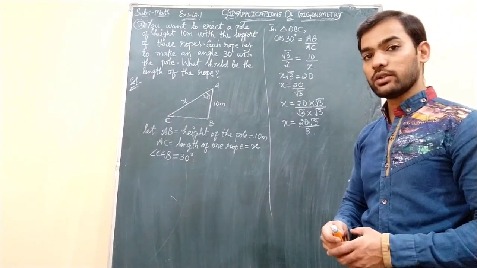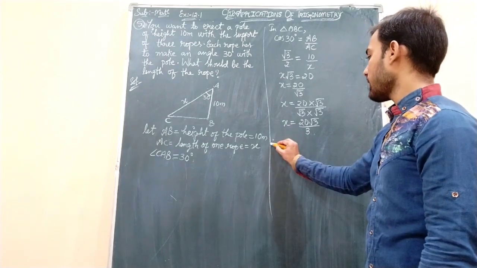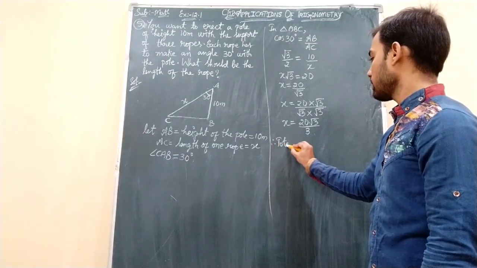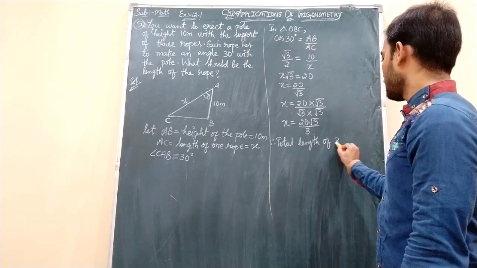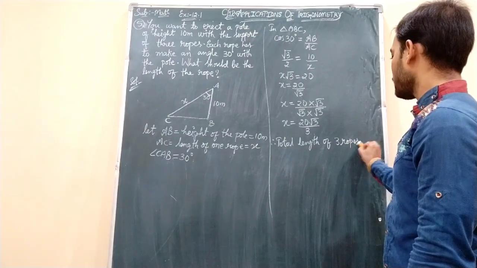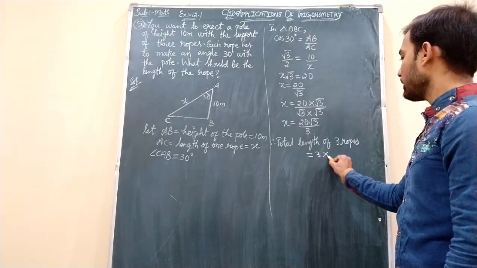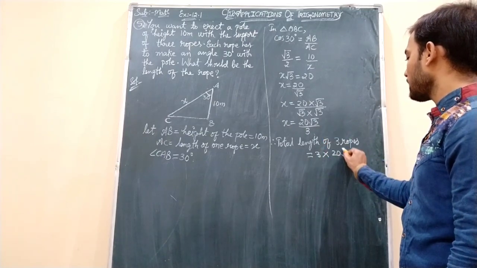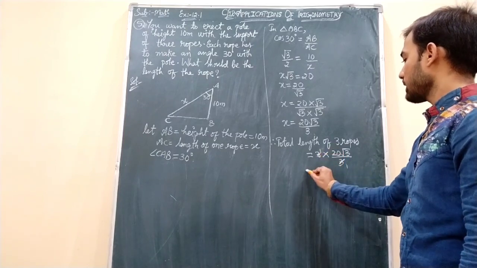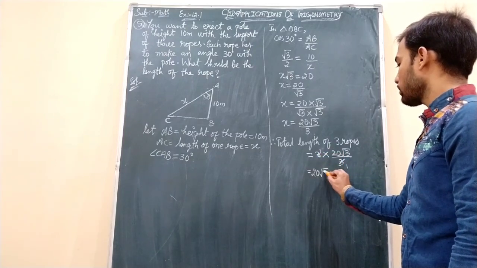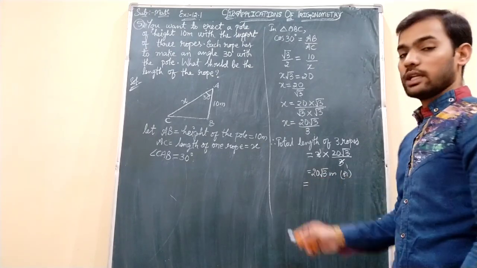But how many ropes do we need over here? The total number of ropes we require is 3. So at last, what do we have to do to calculate the total length of the 3 ropes? 3 multiplied by the length of one rope, that is 20 root 3 divided by 3. So we can cancel this 3 and this 3. We will get the answer as 20 root 3 meters.